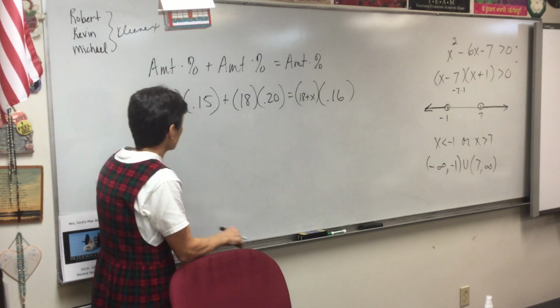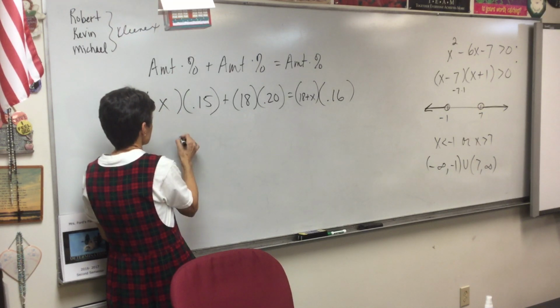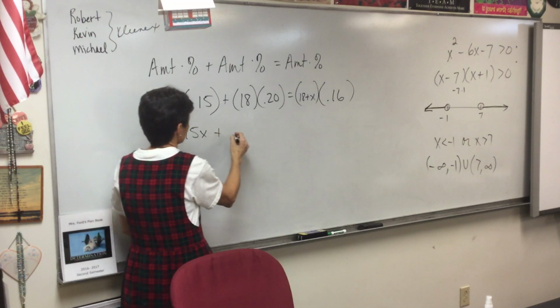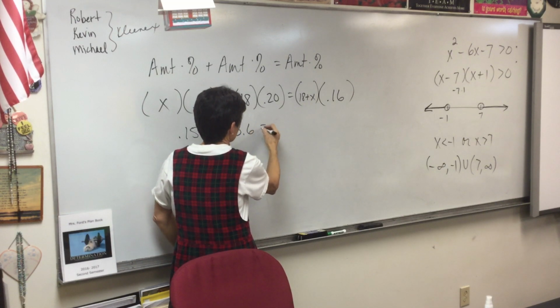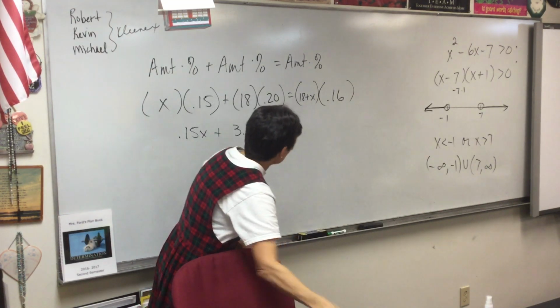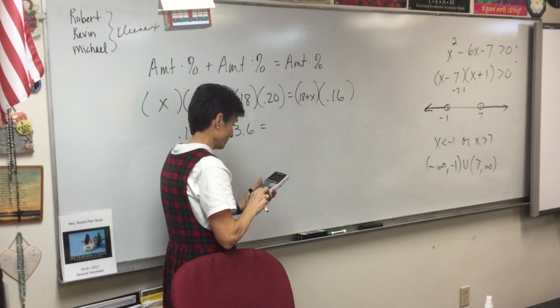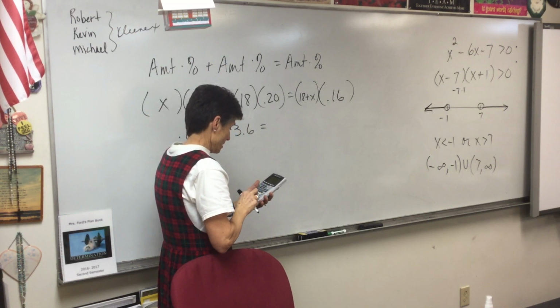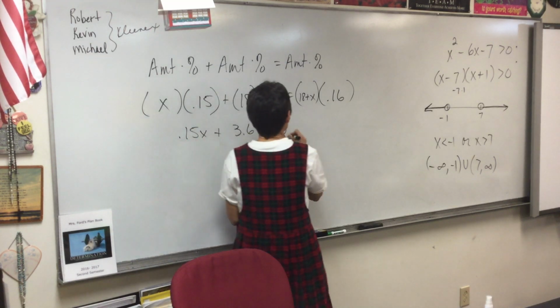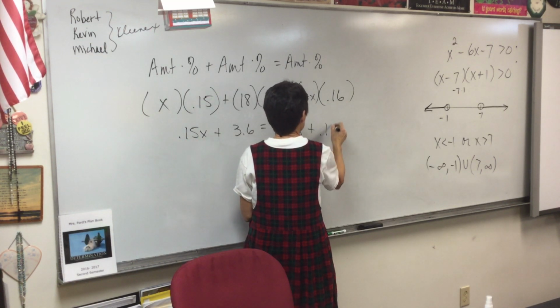So now I use my calculator to help me start multiplying. So this is going to be 0.15X. I'll multiply these together and get 3.6. I'll distribute there, and I get 2.88 plus 0.16x.